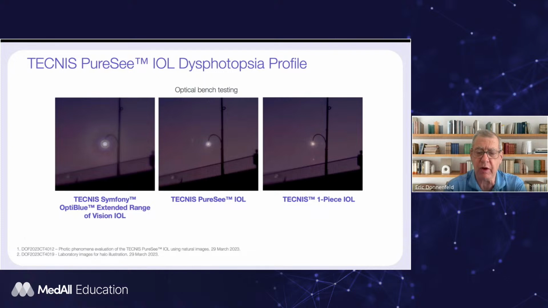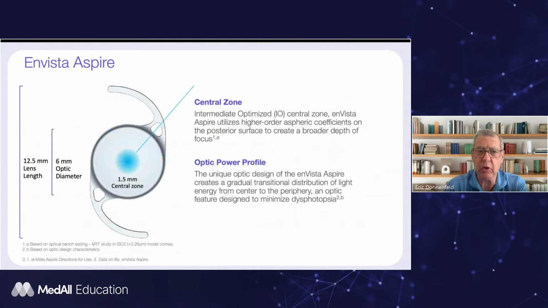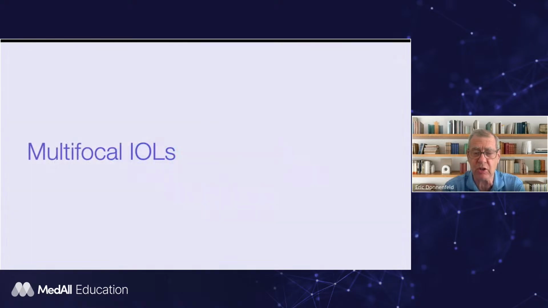Here's a dysphotopsia profile of the lens showing very similar quality of vision to a one-piece lens. No glare and no significant halo. A lens which we're currently doing the FDA trials on is the Envista Aspire. This lens also will be an extended depth of focus lens, and has a very interesting central zone of increased power, and appears to be very well tolerated, and I think will be a very useful addition to our armamentarium in managing these patients.